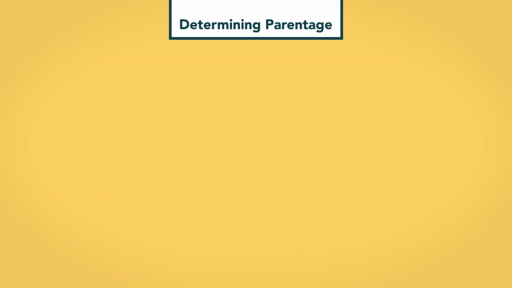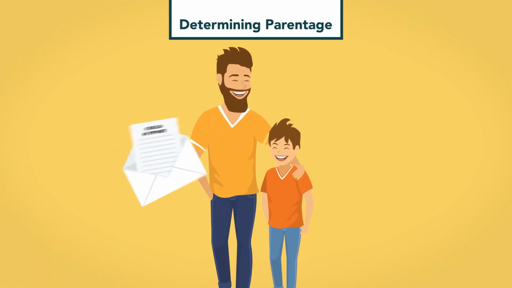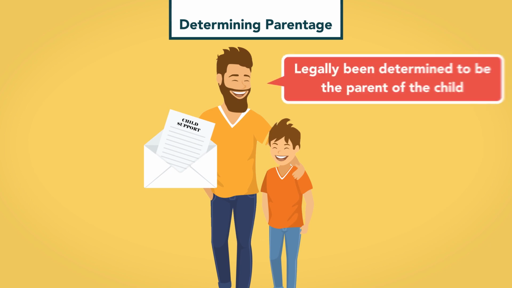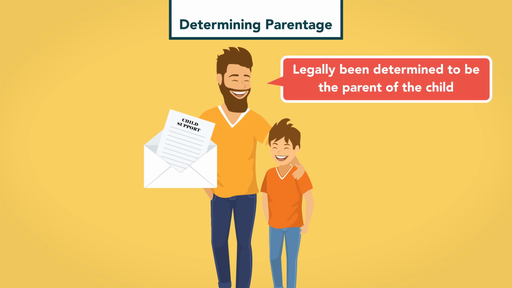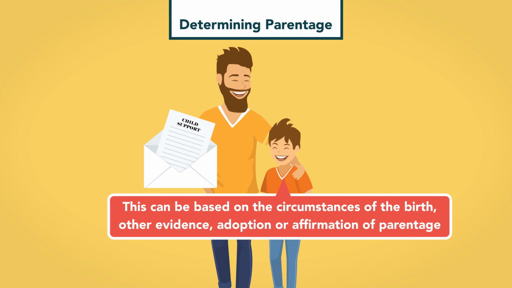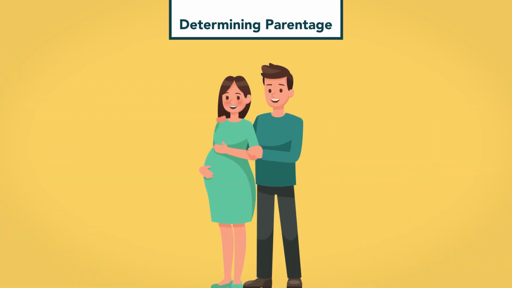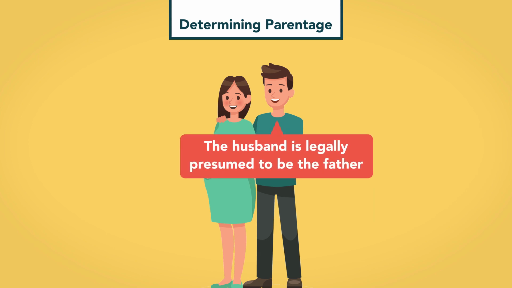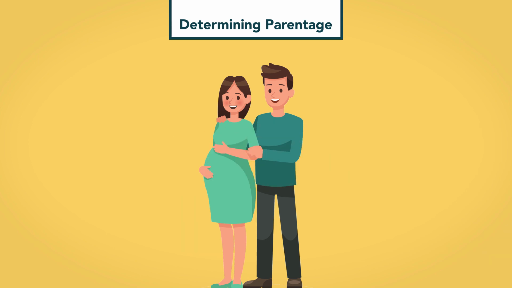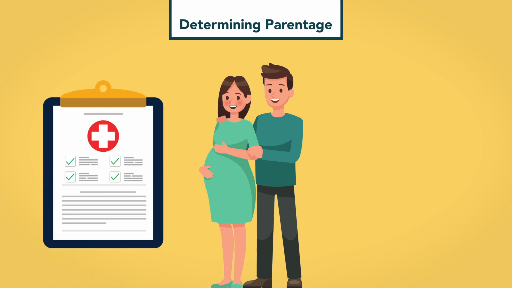Determining parentage. Child support can only be assessed against a person who has legally been determined to be the parent of the child. This can be based on the circumstances of the birth, other evidence, adoption, or affirmation of parentage. First, if a child is born to a married couple and the pregnancy took place during the marriage, the husband is legally presumed to be the father. This presumption can only be overcome with evidence to the contrary, such as a DNA test.